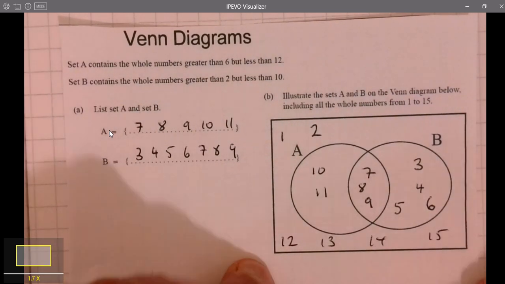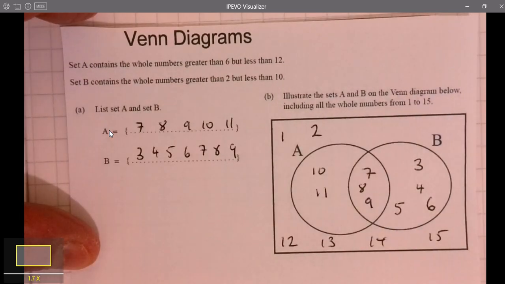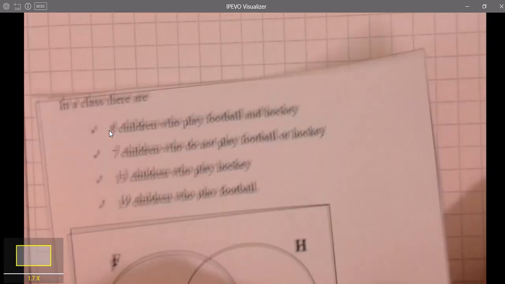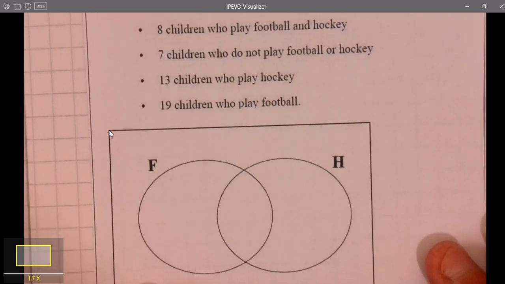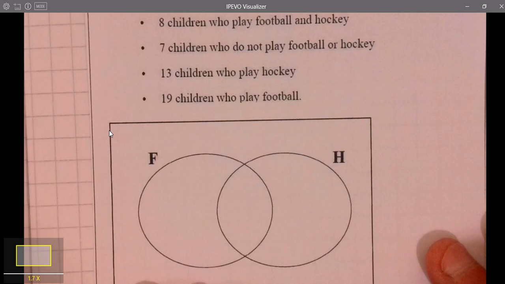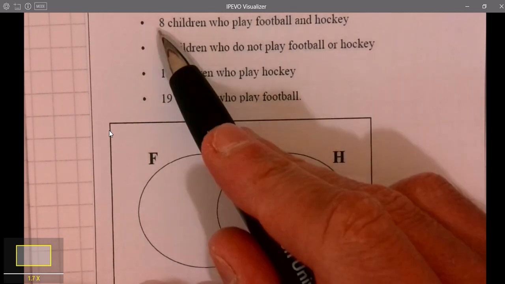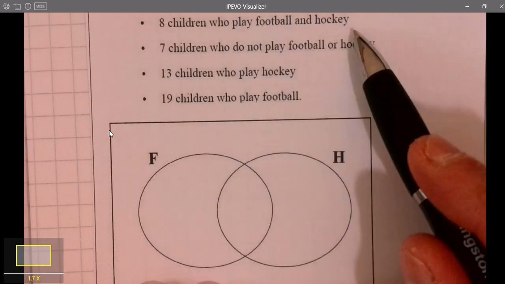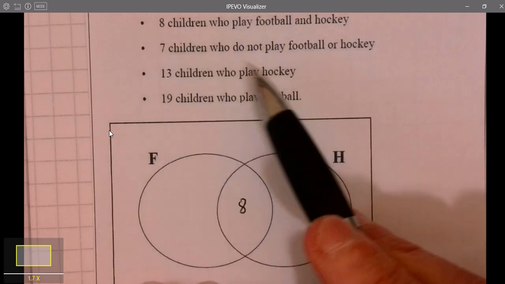All right. Now, the questions about Venn diagrams, sometimes it's about putting some information like that into a Venn diagram and just doing it in a very systematic way. Sometimes, or most Venn diagram questions tend to be about numbers of things. So here we go. Look, we've got in a class there are 8 children who play football and hockey. So again, try and just pause it quickly and fill it in yourself. A good approach on this is just to fill in what we can straight away. So 8 children who play football and hockey. So that's that number.